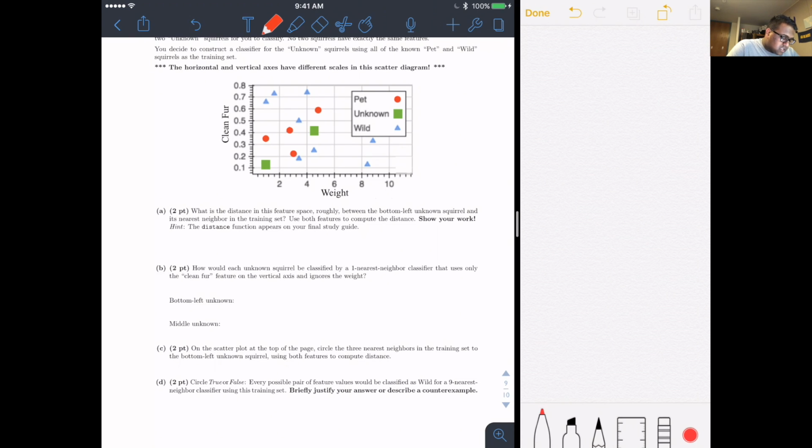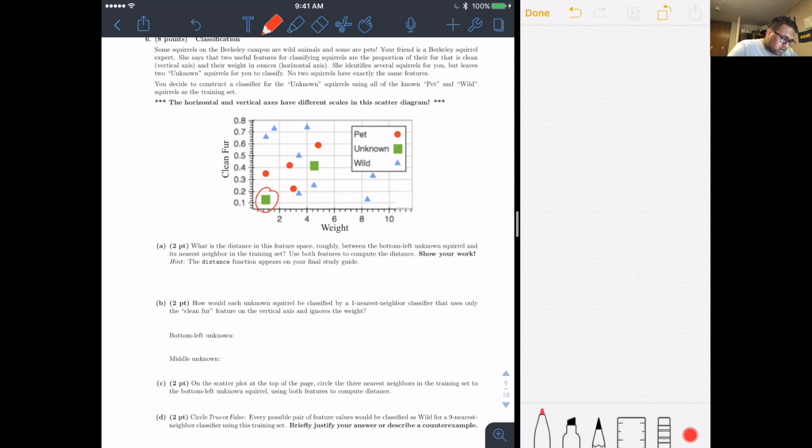So the first question asks us, what is the distance in this feature space between the bottom left unknown squirrel, so that's this guy over here, and its nearest neighbor? Use both features, show your work. Okay, so the key to solving this problem is realizing that the scales are very different on the horizontal and vertical axes, right? So on the horizontal scale, each major tick mark represents a change in 2 units, whereas vertically, each major tick mark only represents a change in 0.1, right? So even if 2 line segments appear to be the same length, their distances will be very different because of the different scales, right?